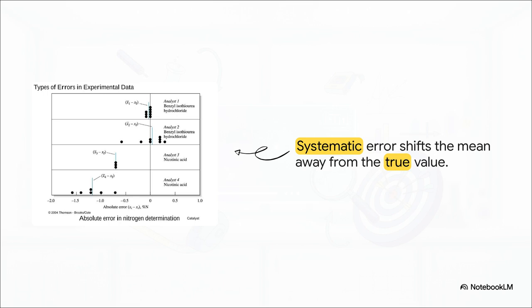It's a perfect visual of how a reproducible flaw pulls everything off target. The good news is, once you spot a systematic error, you can almost always correct it.